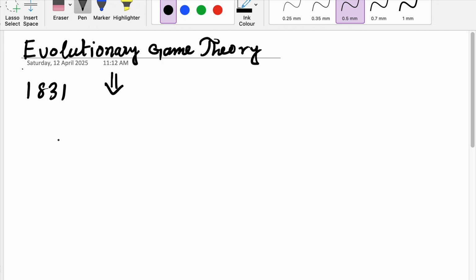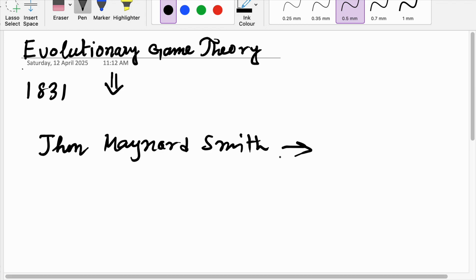Now after that, another thing happens, which is when John Maynard Smith invented evolutionary game theory. After that, many researchers worked on evolutionary game theory, which is basically the dynamics of evolution.